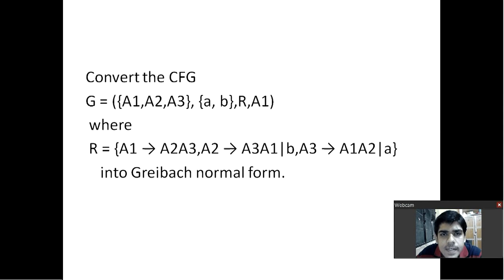Let us look at another example to convert the Chomsky normal form into GNF. In this example, there are three rules. A1 implies A2 A3, A2 implies A3 A1 or B, and A3 implies A1 A2 or A.